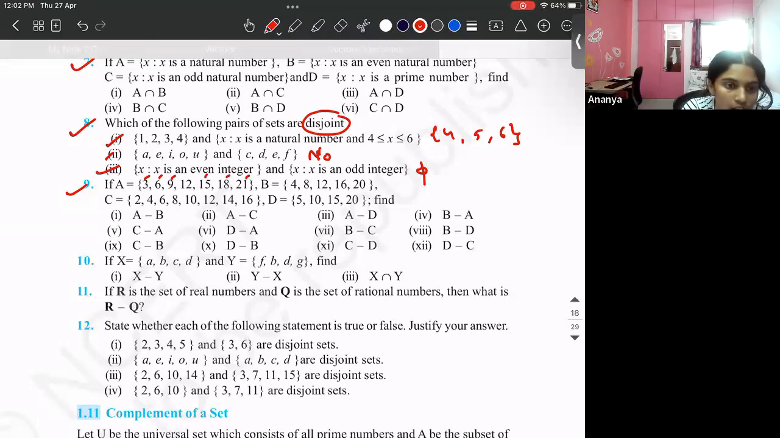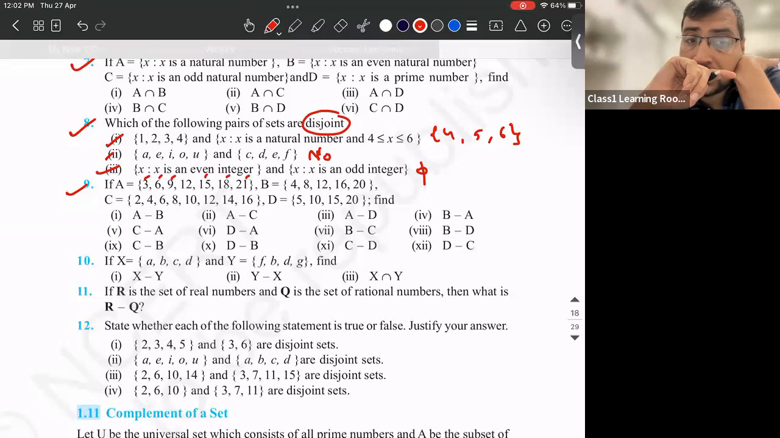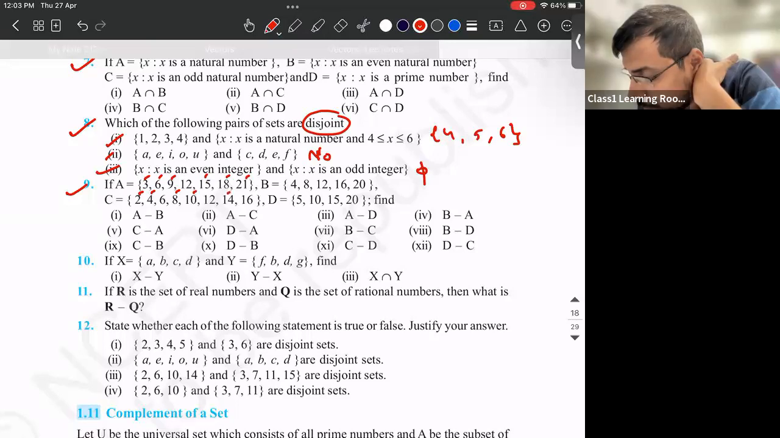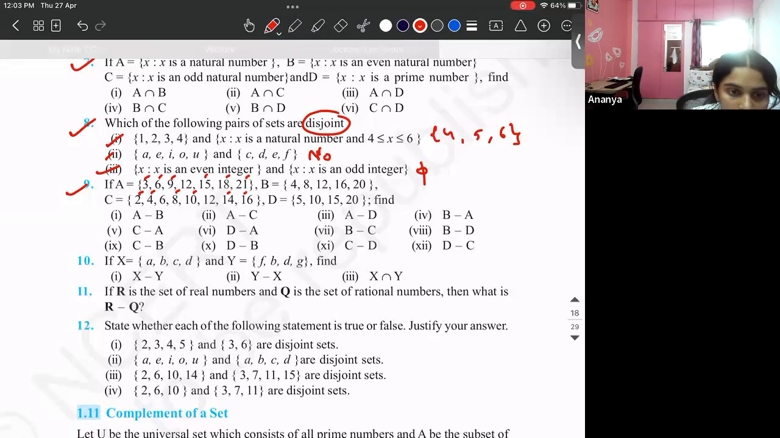B minus A, the answer is 2, 4, 6. Oh, okay. Sorry. C minus A. Correct. 2, 4, 8, 10, 14, and 16.